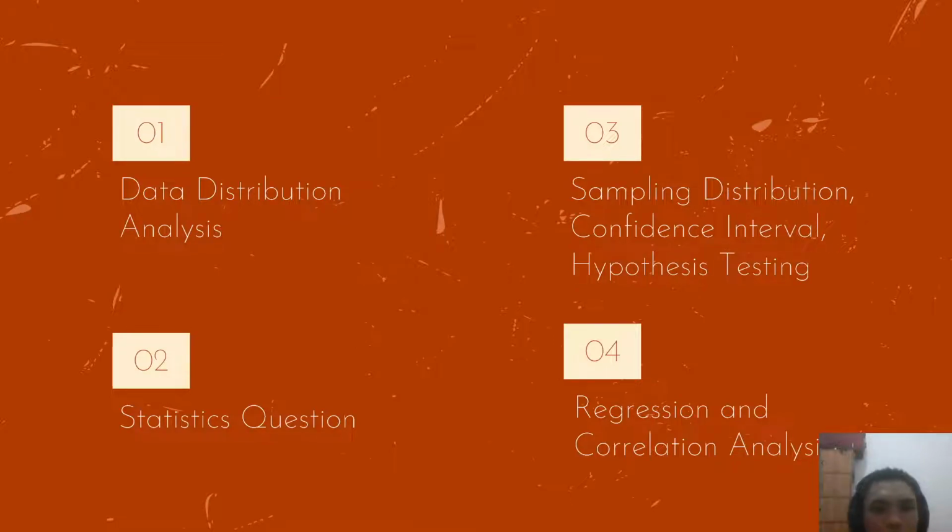So in my presentation, I have four main points that I'm going to present. The first one is data distribution analysis. The second one is statistics question. The third one is sampling distribution, confidence interval, and hypothesis testing. The fourth one is regression and correlation analysis.